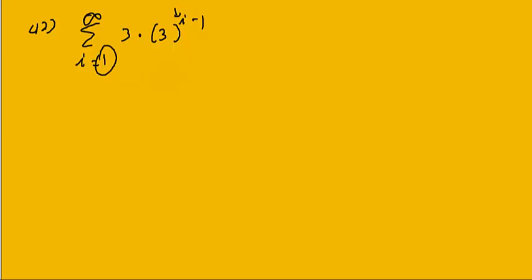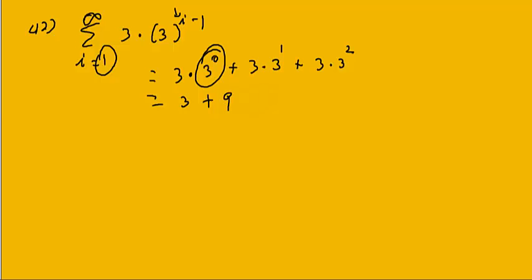When I put 1 there, this turns into 3 times 3 to the 0. Plus, the next one I'm going to put in is 2, so 3 times 3 to the 1. And then the next one I'm going to put in here is 3, so that would be 3 times 3 to the second. So this is 3 because 3 to the 0 is 1. Plus 9. Plus this is 27 plus dot dot dot.